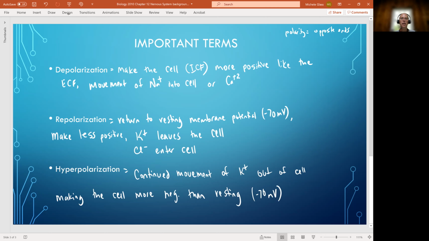So depolarization is to remove the polarity, to make the inside look like the outside, and we do that by allowing sodium to move in. Repolarization is to reestablish our resting membrane potential, which is negative 70 millivolts. So this occurs by having the potassium leave the cell. And then we have a situation called hyperpolarization, where that potassium just keeps leaving. And this actually makes the cell more negative than how we started. So we're even more negative than negative 70 millivolts.